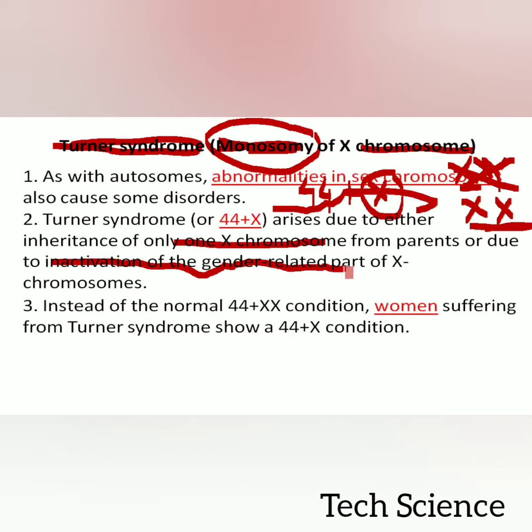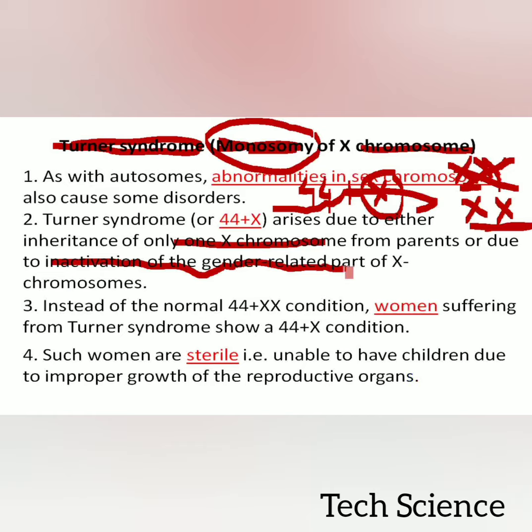If we have a problem in the sex chromosome, such women suffering from Turner syndrome are completely sterile. That is, they haven't any ability to have children. Why? Because of the abnormal or improper growth of the reproductive organs, as there is an absence of the sex chromosome. Of course, the sex chromosome is required if you want the ability to have children. In that case, such women are completely sterile.